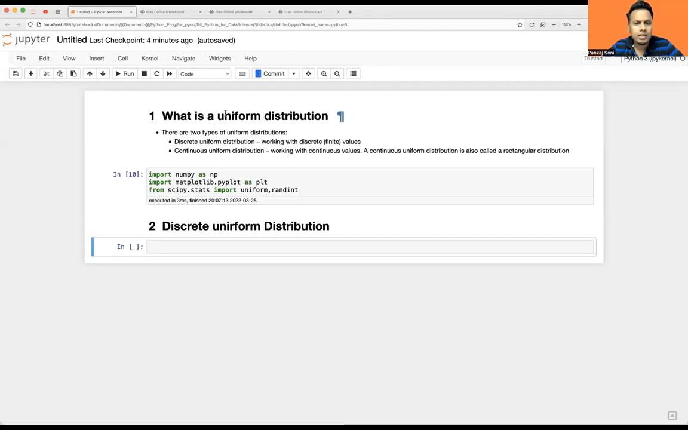Okay, so under uniform distribution, we have two kinds of distribution. One is discrete and one is continuous. So what is discrete? Basically working with discrete and finite values. So we have like 1, 2, 3, right? Between 1 and 2, there is no other value. So that's why it is called discrete values.